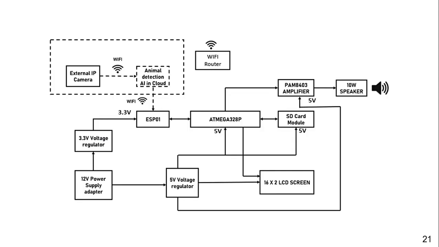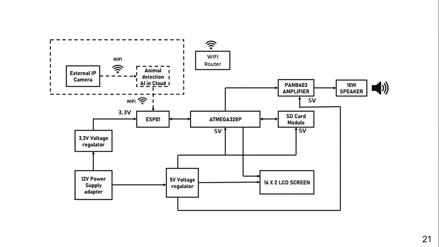Basically there is an external IP camera which has Wi-Fi capabilities, which will be streaming its video, and the video images will be captured by the animal detection program inside the AI model in the cloud. After the identification is done, the data of the animal is sent to the ESP01 module. From the ESP01 module, the data of the animal is sent to the Atmega 328P.